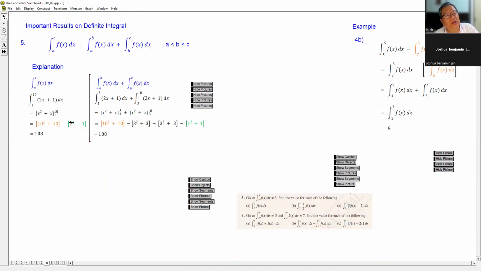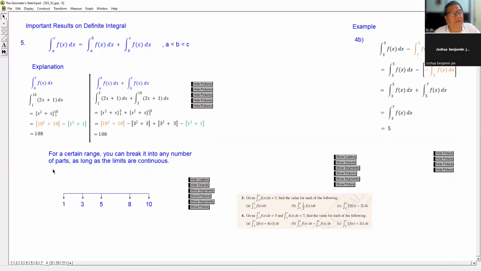How to show that there is no gap in between? For a certain range, you can break it into any number of parts as long as the limits are continuous. Continuous means here you end with 3, here you begin with 3. Then it's correct. And not only can you break it into 2 parts, you can break it into any number of parts.